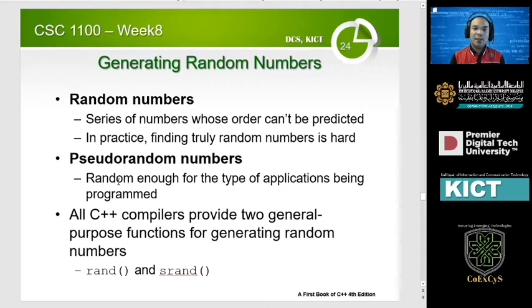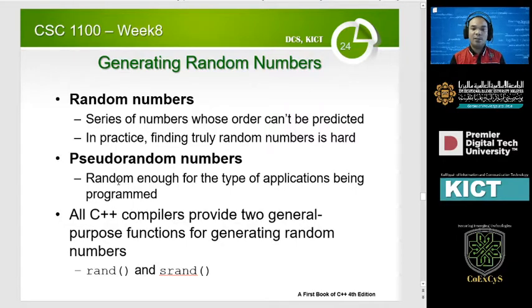In practice, finding truly random numbers is really hard, because it's a computer program and it does follow certain algorithms. Getting purely random numbers, as what we see in the natural world, is not an easy task. So what we call random number generators are usually pseudo random number generators. They're not exactly random, they're pseudo random. In essence, they're random enough for the type of applications that we develop and use in a program.